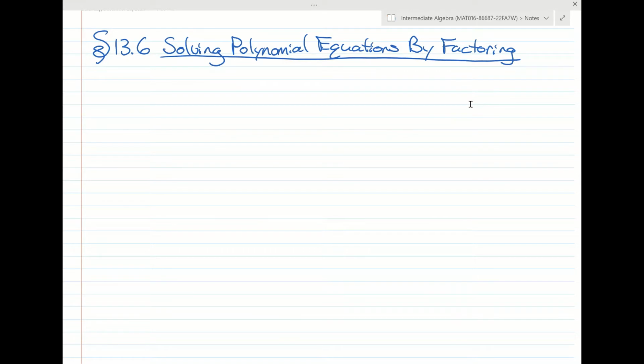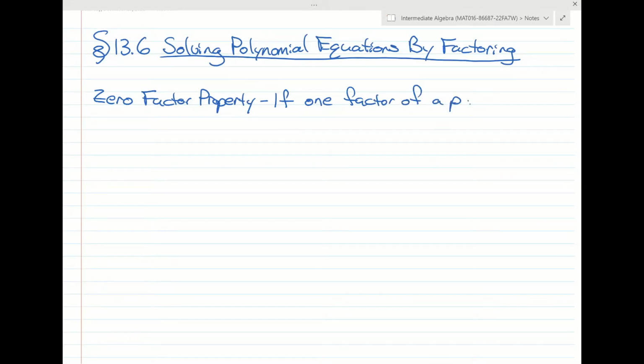We've talked a lot about factoring in this class. I'm not going to go super slow through the factoring steps, but let me show you the major ideas. The first major idea is something called the zero factor property. What this says is if one factor of a polynomial is zero, then the whole polynomial equals zero.